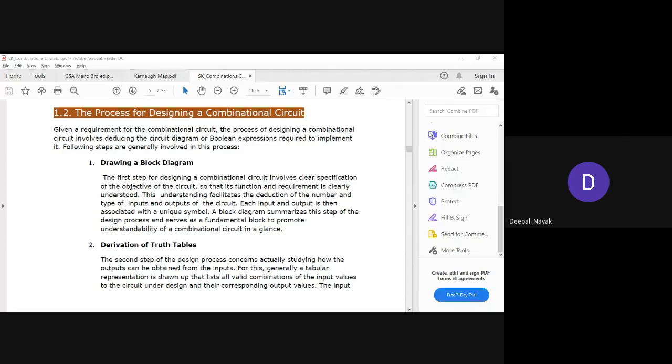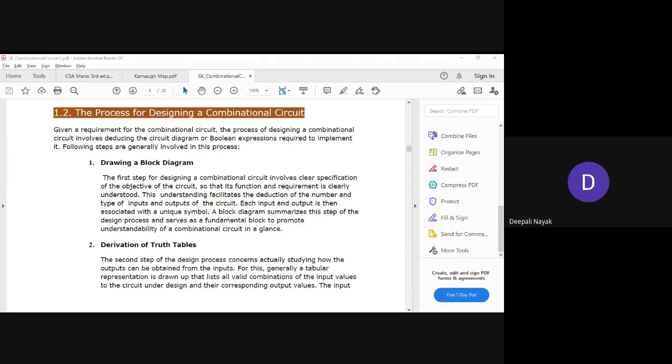Given a requirement for the combinational circuit, the process of designing a combinational circuit involves deducing the circuit diagram or Boolean expressions required to implement it. Following steps are generally involved in this process.